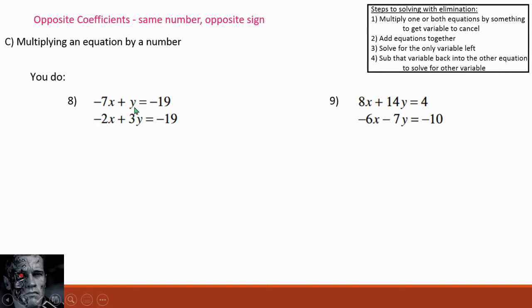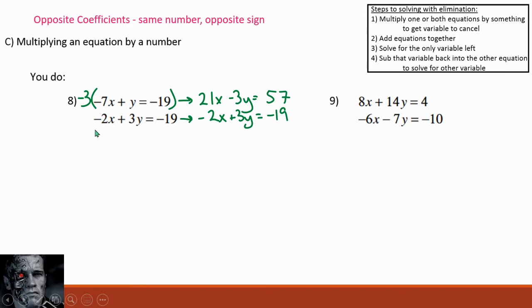So if you notice the y's, I could easily get that y to be a 3 by multiplying by 3, but I also need to change the sign. So I need that sign to be a negative. So when I multiply by 3, I'm going to include a negative so that I end up with a negative 3 with the y, because then my y's will be opposite coefficients, right? Same number, opposite sign. Notice that was very easy: just multiply the top equation by negative 3.